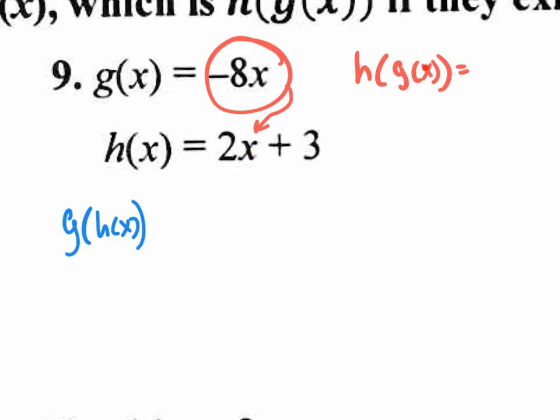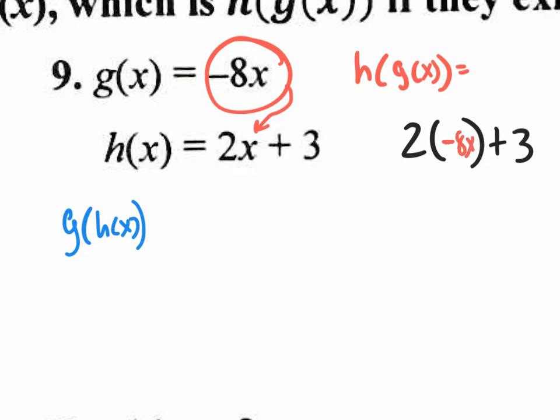And how would you do that? If I had a 5 right here, you would start by rewriting 2x plus 3, and you'd plug in a 5 right here if it said h of 5. But it doesn't say h of 5, it says h of g of x. So what is g of x? It's negative 8x. Let's plug in that negative 8x right in there.